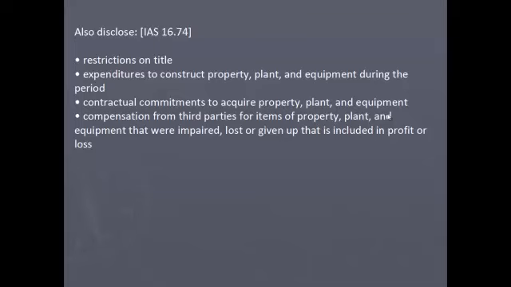Also disclose any restrictions on title, expenditures to construct property, plant and equipment during the period, contractual commitments to acquire property, plant and equipment, compensation from third parties for items of property, plant and equipment that were impaired, lost or given up, that is included in profit and loss.